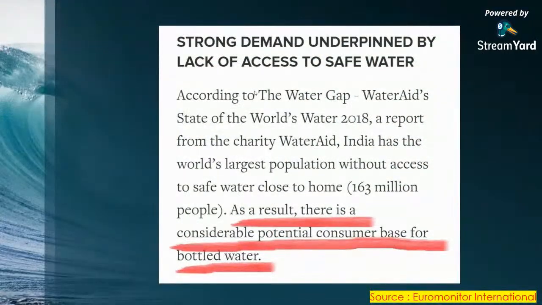So when I show you this data or this extract, this completely shows what I am talking about: that strong demand of water and lack of access to safe water is the potential consumer base for bottled water. As India's population is increasing with such a huge amount of population, a huge amount of water supply and safe drinking water is needed. So India becomes the potential consumer base for bottled water. And till date there are around 6,000 plus water bottle companies in India. So we have a lot of business, a lot of consumer base of bottled water in India.